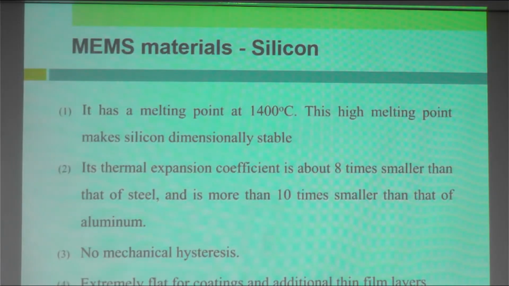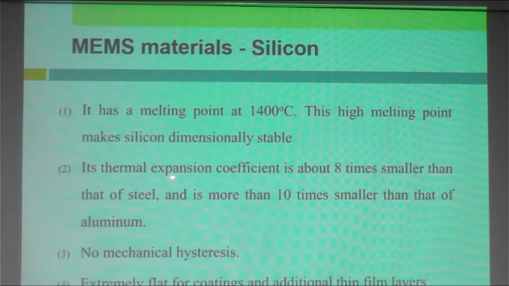So it has a melting point of 1,400 degrees Celsius. This high melting point makes silicon dimensionally stable. If the material's melting point is quite low, then the material will normally be subject to thermal expansion. If it has a high melting point, then at an operating temperature of, let's say, up to 60 or 80 degrees Celsius or even 150 degrees Celsius, the material is still stable, not subject to heat deformation, etc. So that is the stability in terms of using silicon.